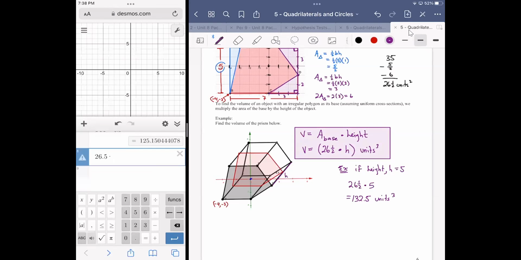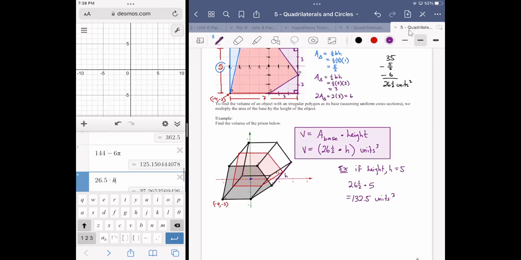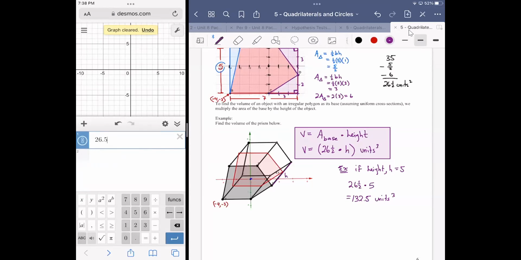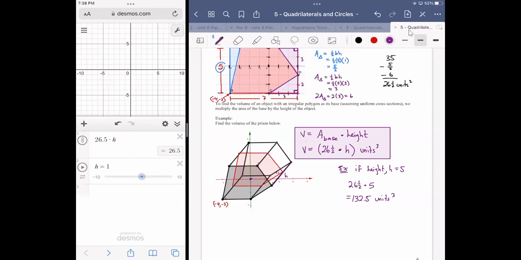But if I needed to, on Desmos, for example, and other forms of technology, I could leave it as 26.5 times h and let h be some slider value. So let me just do a new blank graph. 26.5 times h, create a slider, and now I have the ability very quickly to come up with a volume if I wanted to extend my figure. If I wanted to make the room taller, like if I wanted to extend the roof on the house, how much more volume would I capture? So if I had a height of 5, it would give me 132.5. But what if I wanted to double the height? Then I would be at 265. So now I have the means by which I can come up with the volume no matter what the height is. Right. So it's a more generalized approach to things.